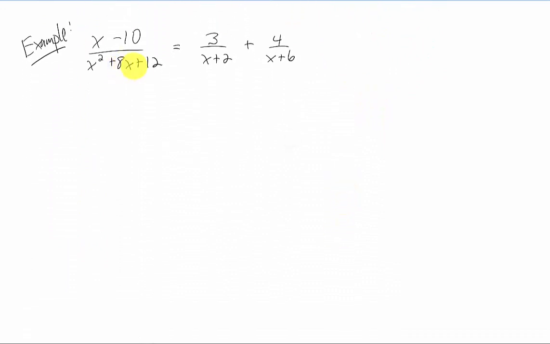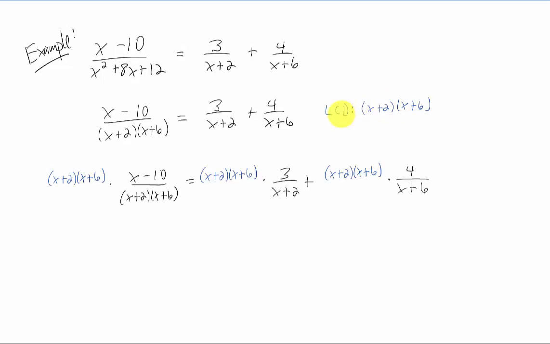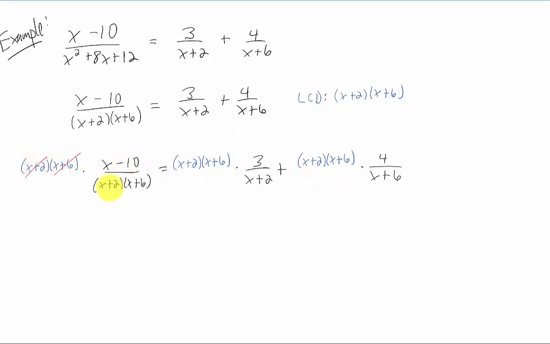The first step is going to be to factor so that we can most easily find our least common denominator. The denominator on the left-hand side factors into x plus 2, x plus 6, which conveniently appear in the right-hand side as well. So the term with the fewest number of factors in it that we can multiply this whole equation by to get rid of denominators is just going to be x plus 2, x plus 6. And if we multiply every single term in our equation by that LCD, you'll see that all of your denominators are going to cancel out.